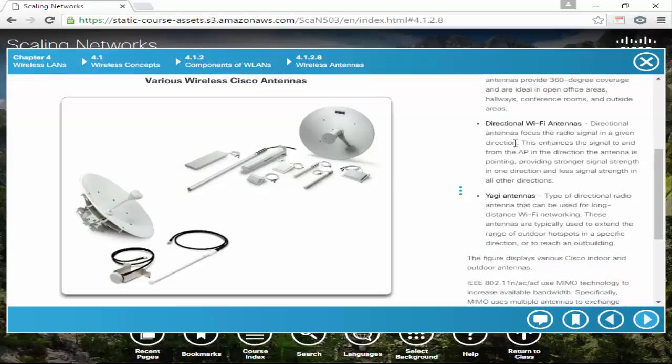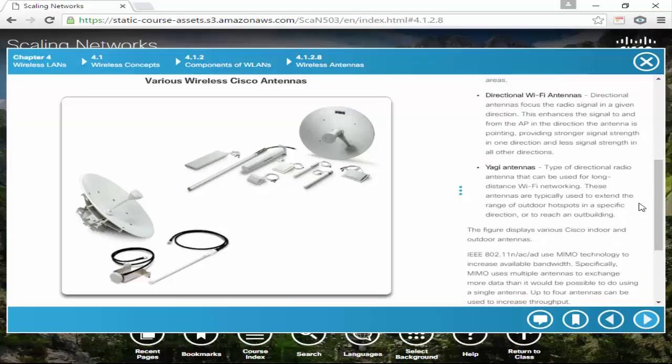Directional antennas. Directional antennas focus the radio signal in a given direction. This enhances the signal to and from the AP in the direction of the antenna pointing, providing stronger signal strength in one direction and less signal strength in all other directions. Yagi, a type of directional radio antenna that can be used for long distance Wi-Fi networking. These antennas are typically used to extend the range of outdoor hotspots in a specific direction or reach another building.